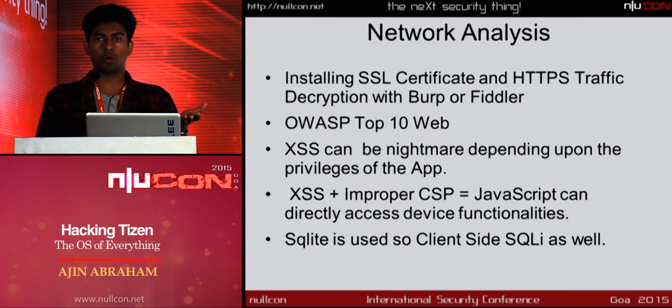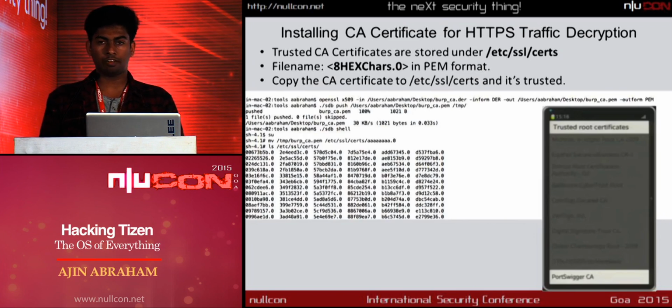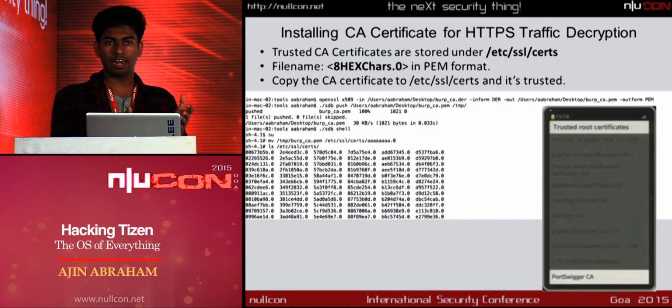So again, the OWASP Top 10 for web will apply there, because if you have server-side logic and all. Moving on, this is how you have to install the CA certificate. Every trusted CA certificate is installed under /etc/ssl/certs. The naming convention is a string of 10 characters: 8 characters of hex, followed by a dot and then a 0. So what you have to do is create a file, export your Burp certificate, convert it to PEM format, then push it to this particular directory, /etc/ssl/certs. So there you go. You can actually intercept the traffic from now on.